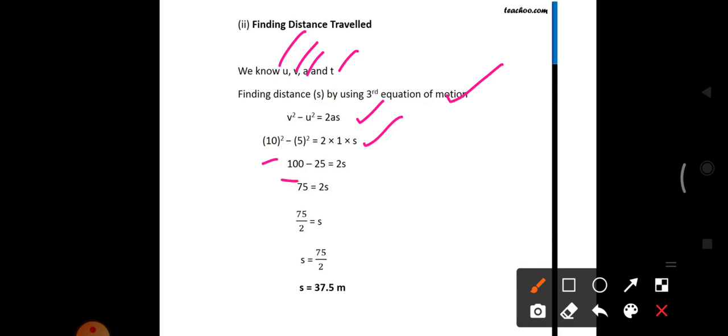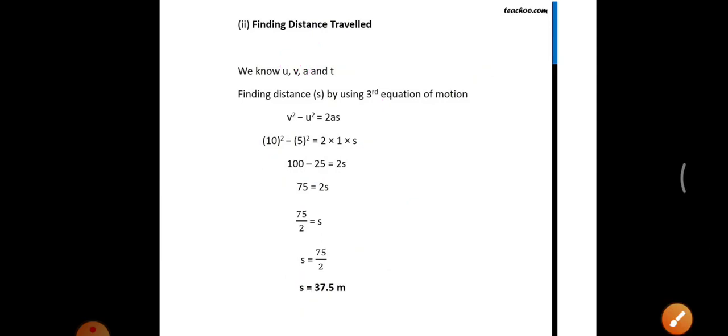10 squared equal to 100, 5 squared equal to 25, equal to 2s. 100 minus 25, 75 equal to 2s. When the 2 is transposed to the left side, 75 by 2 equal to distance. That means s. When we divide 75 by 2, we get 37.5. The unit of distance is meter, so 37.5 meter. So the object covered the distance 37.5 meter in 5 seconds.